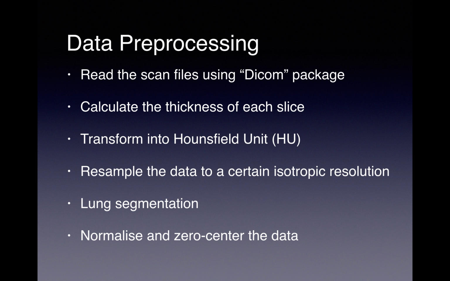Firstly, we read the scan files and calculate the thickness of each slice. Then we transform the unit into a standard CT image unit. One problem is that each patient has a different number of slices and different pixel size. So we compress the data into a smaller number of slices and use the interpolation method to have an isotropic resolution. To extract the most related data, we do a lung segmentation to extract the lung part out of body skeleton and air. Finally, we do normalization and zero centering on the data. Right now, we have the most useful and related data to analyze.